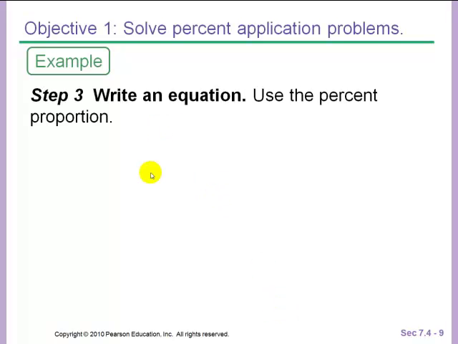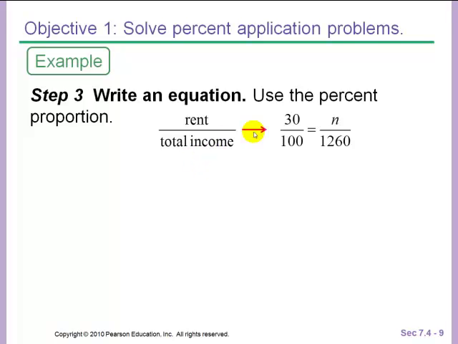Only instead of putting it into an equation, put it into a proportion and start by writing out in words what two things you're comparing. In this case, we're comparing the rent to the total income. The rent is a subset and the total income is the total. The percent over 100, 100 is always your total, and 30% goes with the amount for rent.